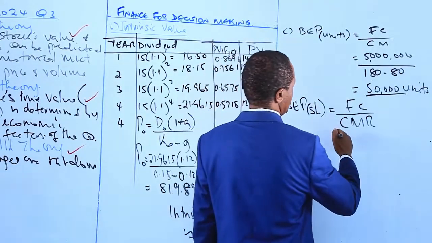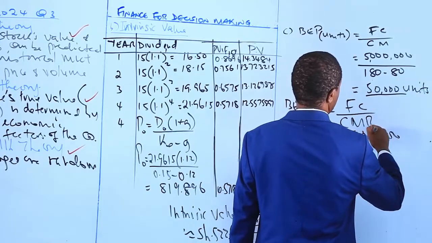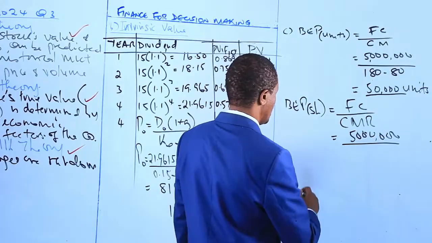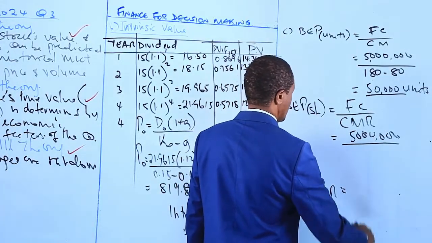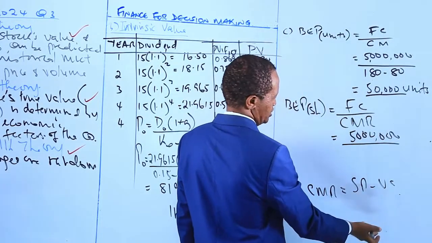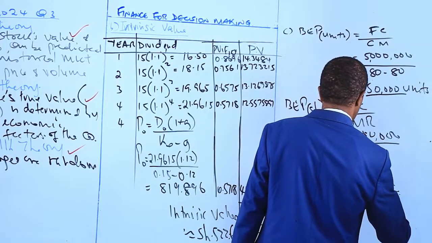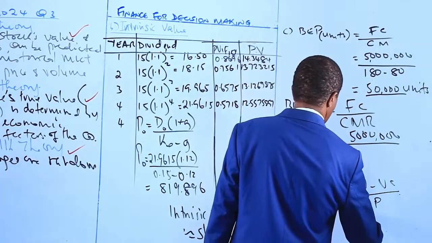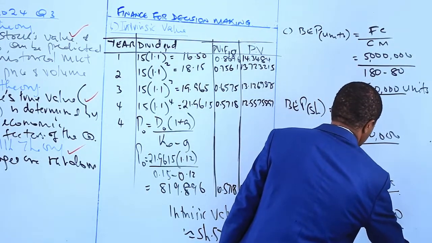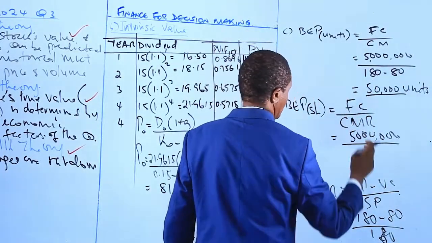Contribution margin ratio. So we are going to have 5 million divided by the contribution margin ratio. How do you calculate the contribution margin ratio? Contribution margin ratio is equal to the selling price minus variable cost. That gives us the contribution. Then we divide by the selling price. So this will be equal to 180 minus 80 over 180. So that will be the contribution margin ratio.